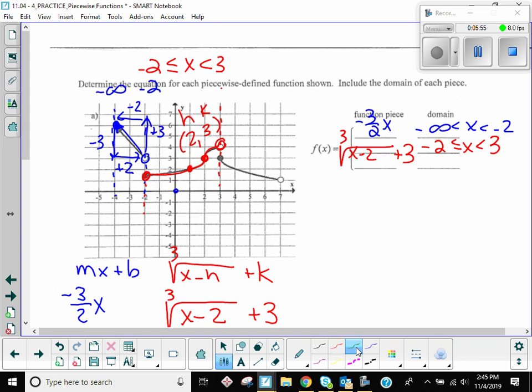Questions so far? Concerns? The last piece is what kind of parent function? Not absolute value. It has a little curve. Yeah, it's a square root. So there's the basic form. You figure out your HK by seeing where the initial point translated to. So it's right here at 3, 3. That's your HK. So I'm going to plug that in here.